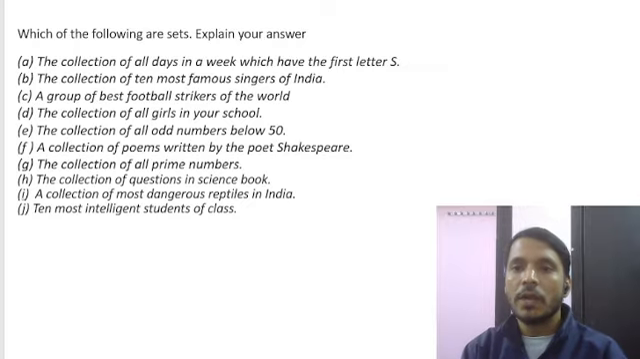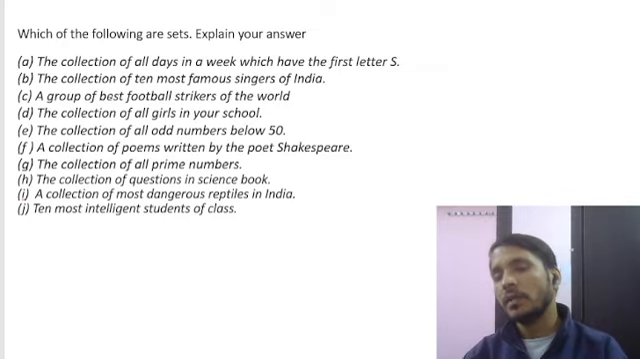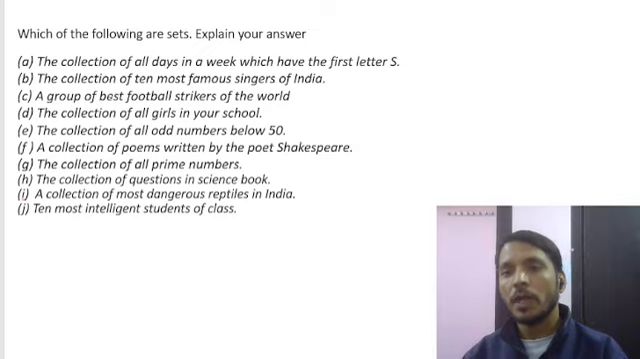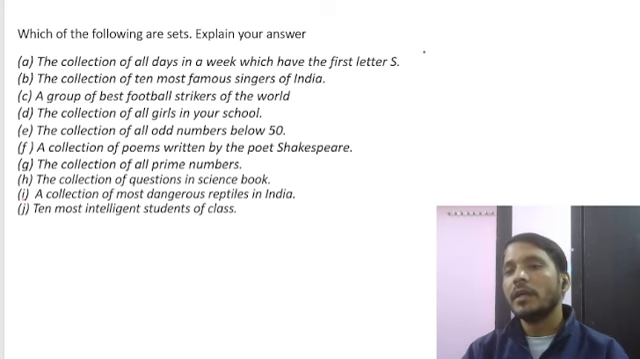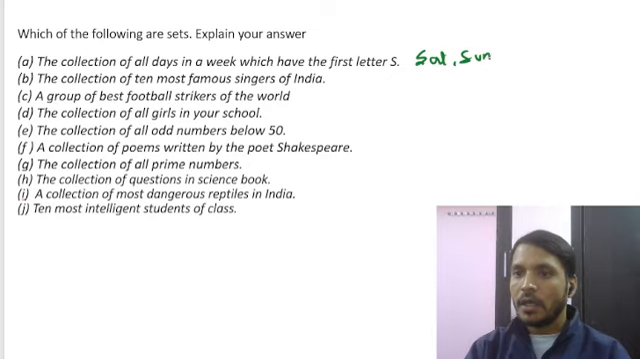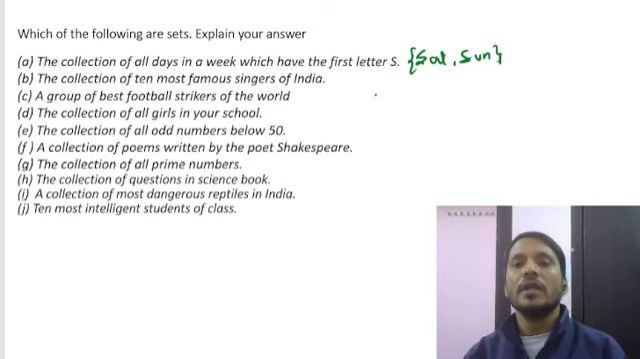Like the first question, here we have been given the collection of all days in a week having the first letter S. So what is the answer for that? Will it be the same or is it going to change from person to person? No, right? Because the answer will be the same, that is Saturday and Sunday, for everybody. So when the answer is the same, that will come under a set and will be enclosed in curly brackets. So this is called a set.